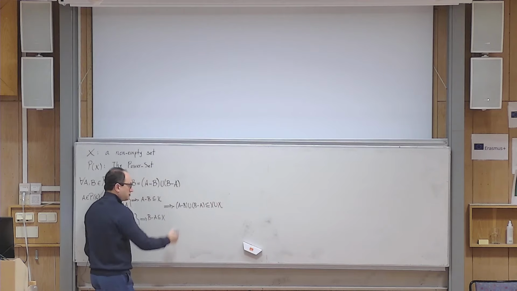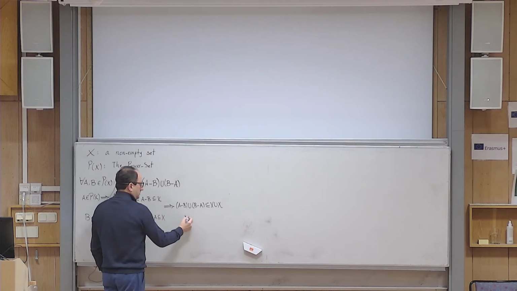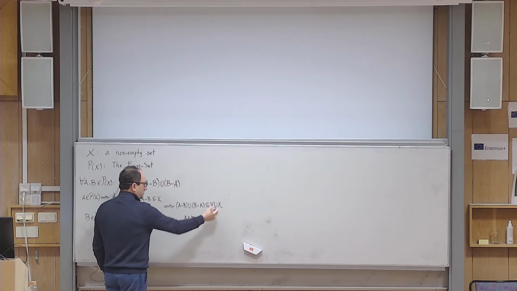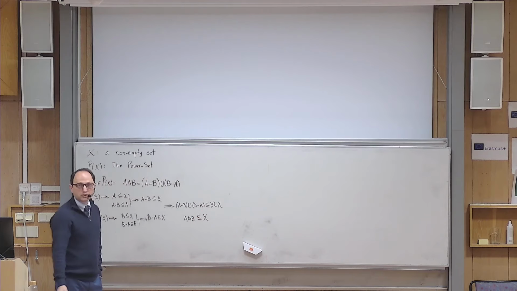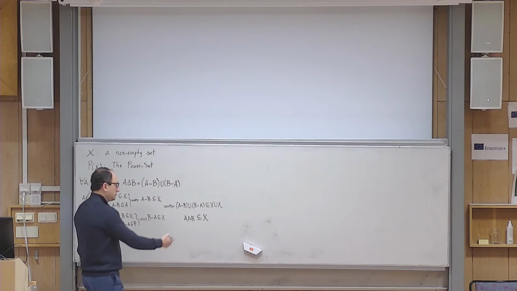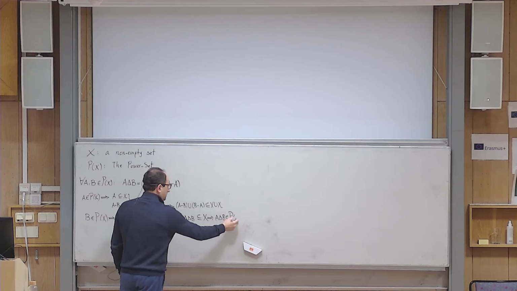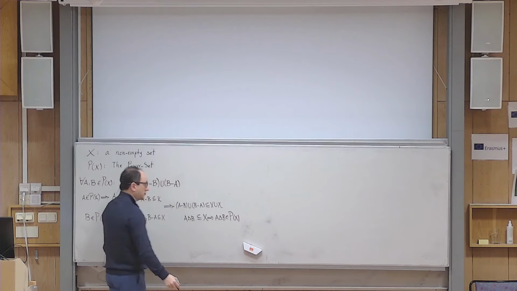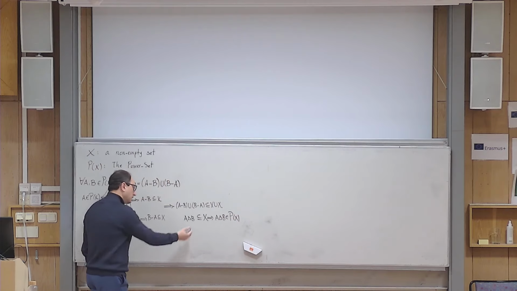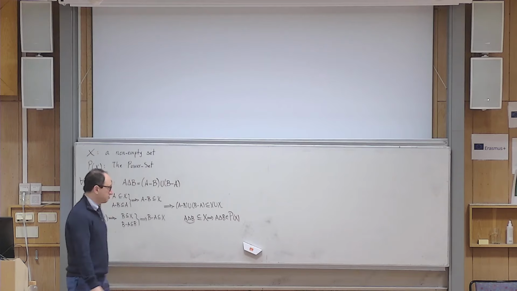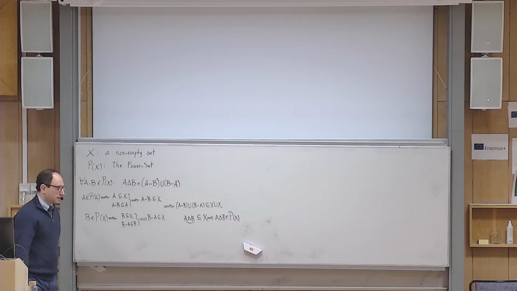Yes? But this is nothing except A delta B. And we know that X union X is X, so this means that A delta B is also a subset of X, but this means that A delta B belongs to P of X, because P of X is the set consisting of all subsets of X, including this particular subset. So closure is actually done.